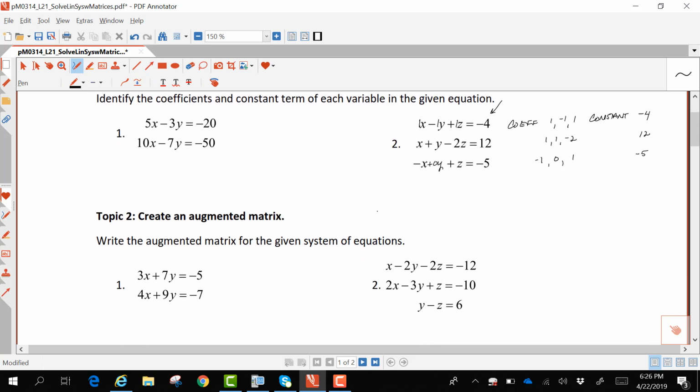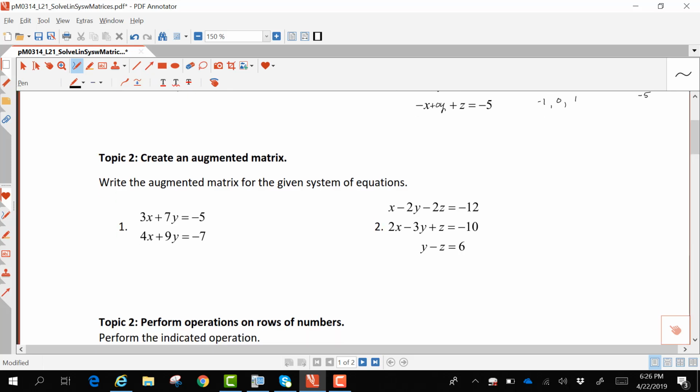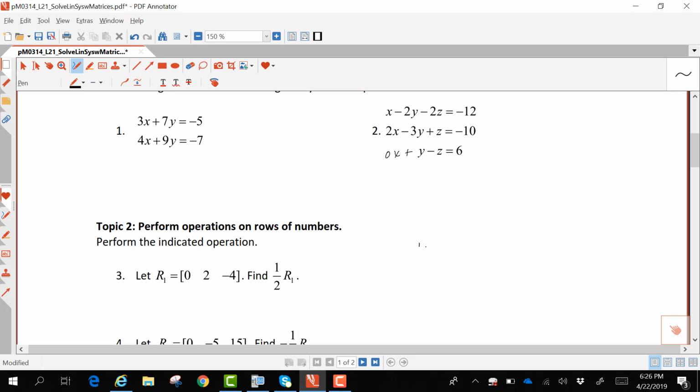As we move to topic 2, we are asked to create an augmented matrix. This relates directly to the coefficients and the constant. Again, let's look at number 2 instead of 1. Notice that the first two equations have x, y, and z in them. So in the third equation, I'm going to force an x variable by claiming 0x, which is simply 0.